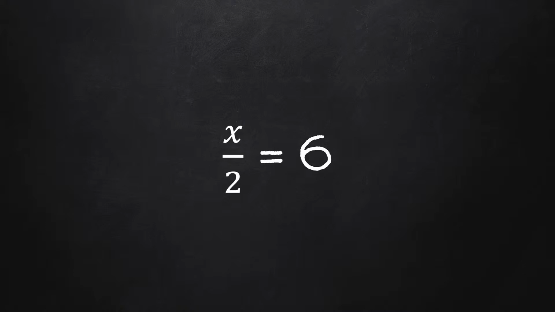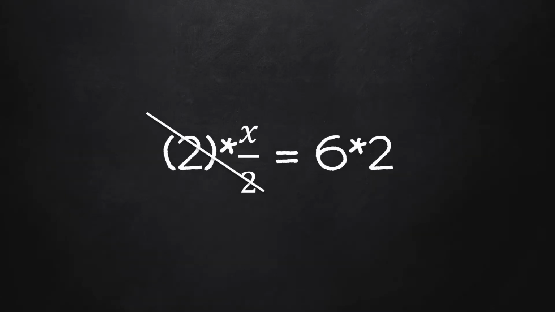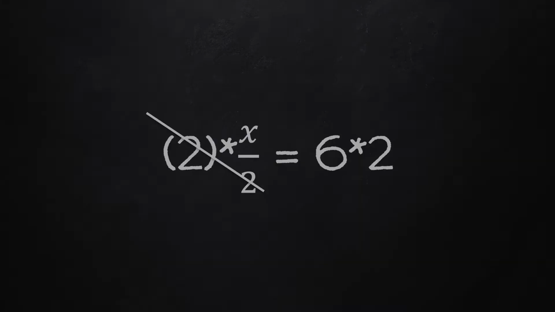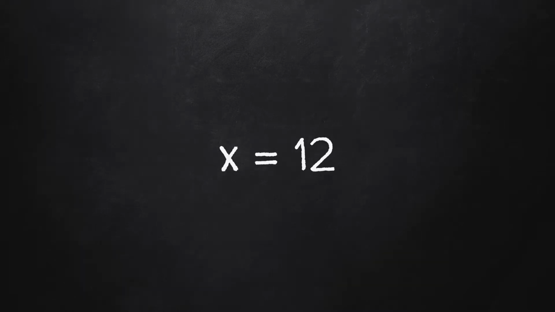To get x alone here, we need to multiply x over 2 by 2. Since we are doing this to one side, we have to do it to the other. The 2 in the denominator on the left-hand side cancels out when we multiply it by 2. We see that x equals 12.